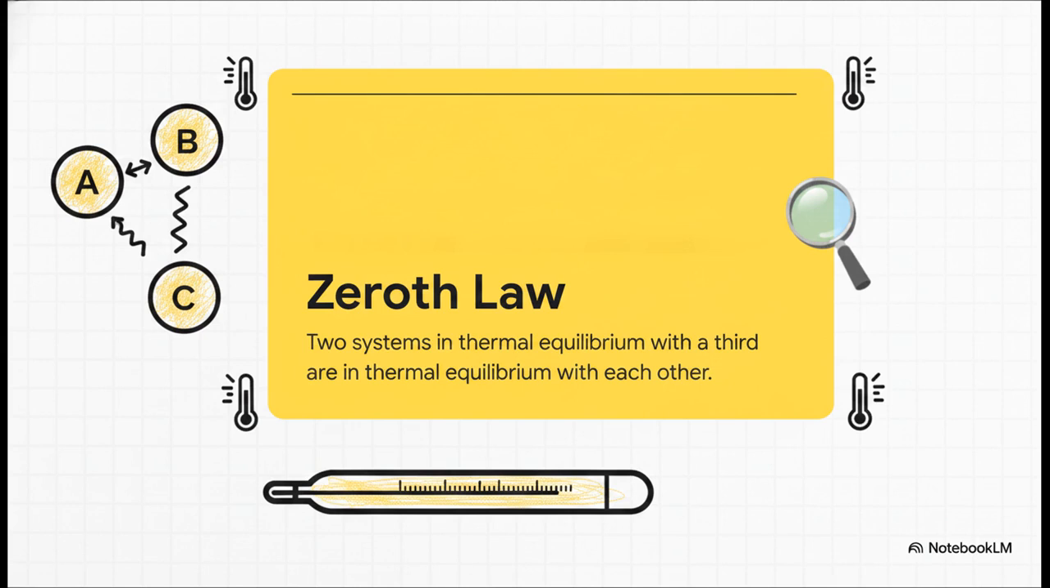Yeah, it was written after the first and second laws, but scientists realized it was so foundational it had to come before them. It just states that if System A is in thermal equilibrium with System C, and System B is also in equilibrium with C, well, A and B must be in equilibrium with each other. Sounds like pure common sense, doesn't it? But it's totally vital because it gives us the entire logical foundation for defining temperature. It's the reason thermometers actually work.